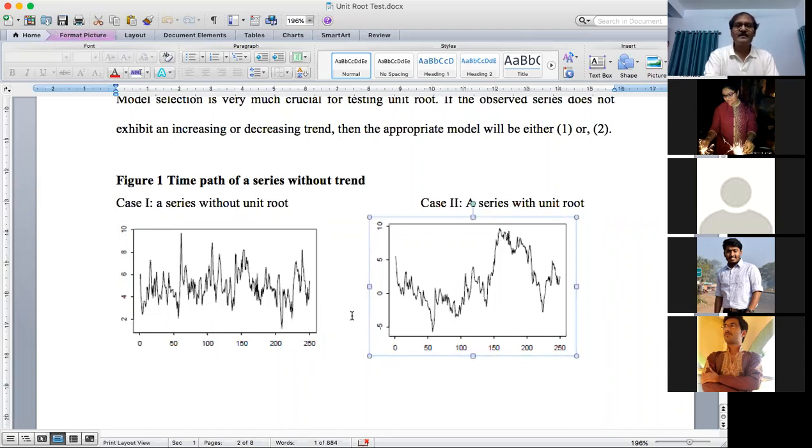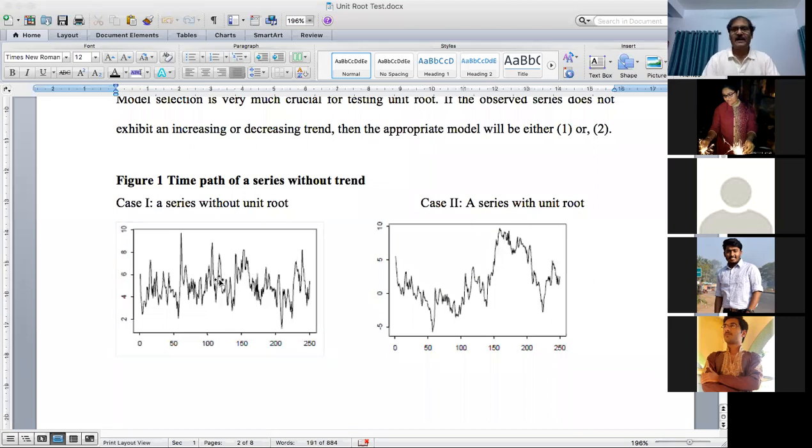For that reason, we may have some idea that if the behavior of a series looks like this, it may contain unit root. Or if the behavior looks like this, the series may not contain unit root. I am using the term may or may not because this is simple gauging just by looking at the time path. We are not sure whether the unit root is present or not, but we have some rough idea just by looking at the figures.